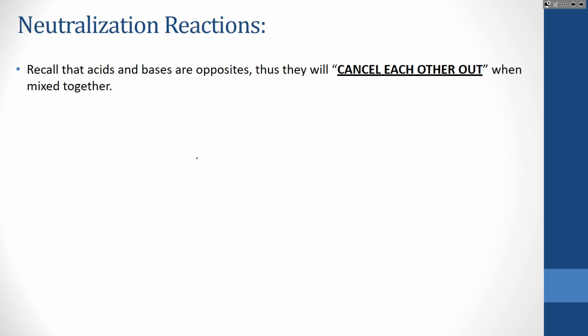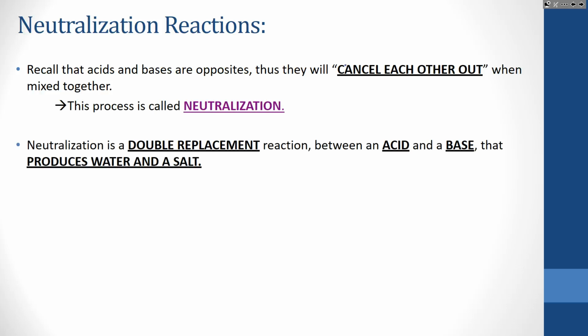Ha ha ha. Okay, so anyways, looking at neutralization reactions, because the acids and bases are opposites, they will cancel each other out. And that's kind of what we're after here. So we call that process neutralization. And basically, again, it's a double replacement reaction between an acid and base, and it's always going to make some sort of a salt and water.